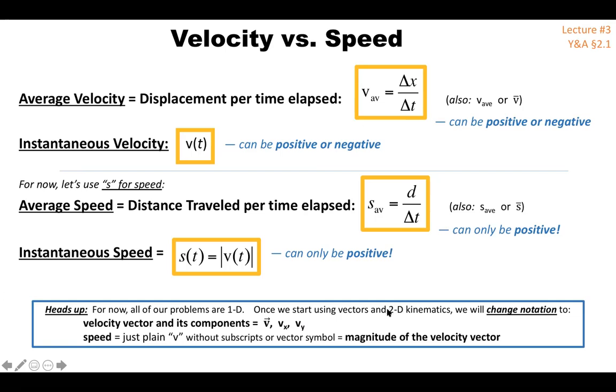Once we get to two-dimensional kinematics, then we're going to change our notation. Velocity, instead of always just being a plain letter V, will be a vector in 2 or 3 dimensions. In this class, mostly 2. And vectors have horizontal and vertical components, or x and y components.